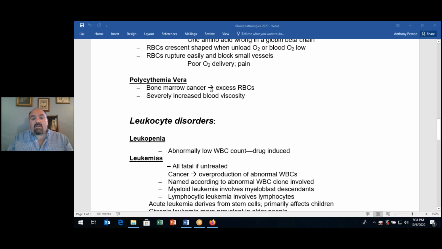Polycythemia vera, right? This is a bone marrow cancer, so it can result in an excess of red blood cells. We know that predominantly the blood contains red blood cells, but if you have too high a level of red blood cells, it can lead to increased viscosity of the blood, like a thickening of the blood itself, and this can cause issues. This can lead to a heart attack. With the thickening of the blood, it's having issues being transported throughout the body.